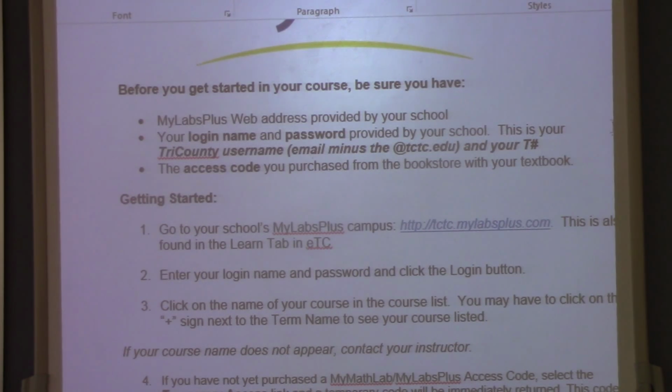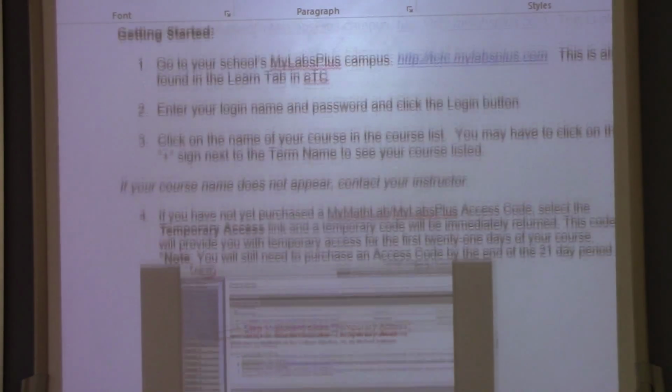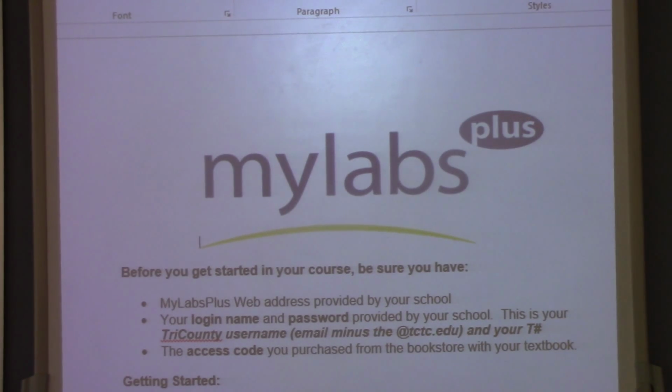Now, if you have had this class before, let's say that you weren't into it that semester, or you had some outside things that happened and you couldn't take the final, or whatever the case may be, then you need to log on to your old username and password, and it should prompt you that you are retaking this class. It's going to give you the option of clicking on a class. You need to click on this class, because if you are retaking it, you do not have to pay for another access code. That's the way it is with all classes with MyLabs Plus.